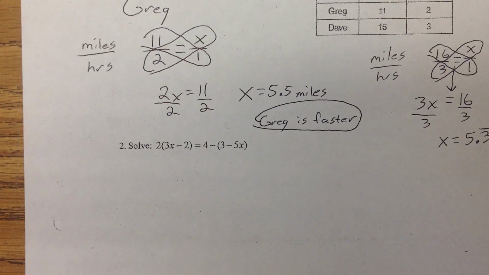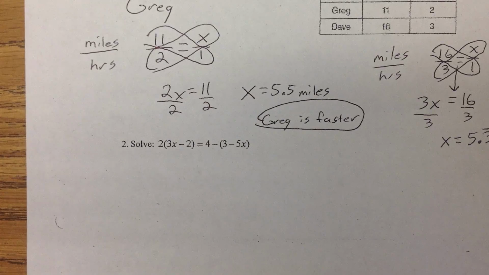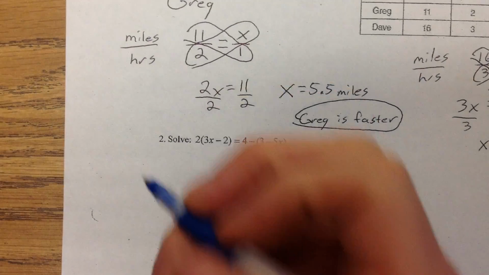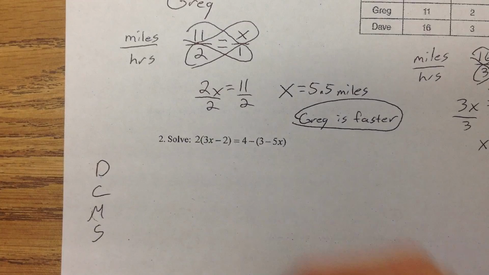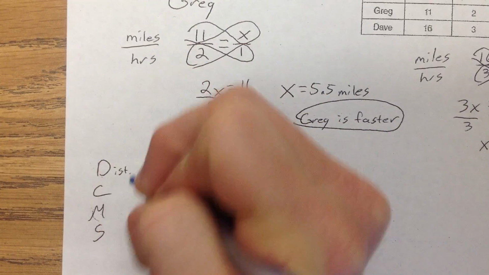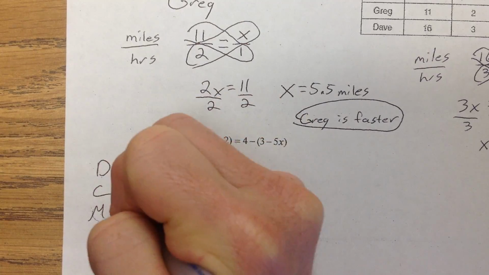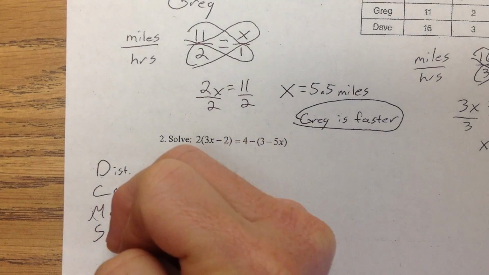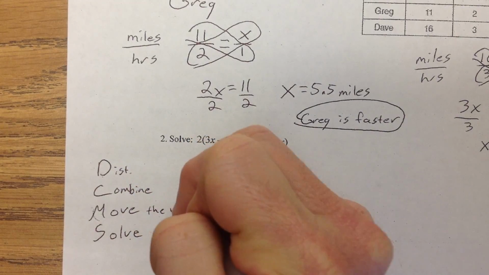All right, so no word problems here, just a more involved equation. So anytime you're dealing with these more involved equations, you just want to be thinking to yourself, DCMS. Start with your distribution. Then you want to combine like terms. Then you want to move the variable. And then after that, you should be ready to solve.